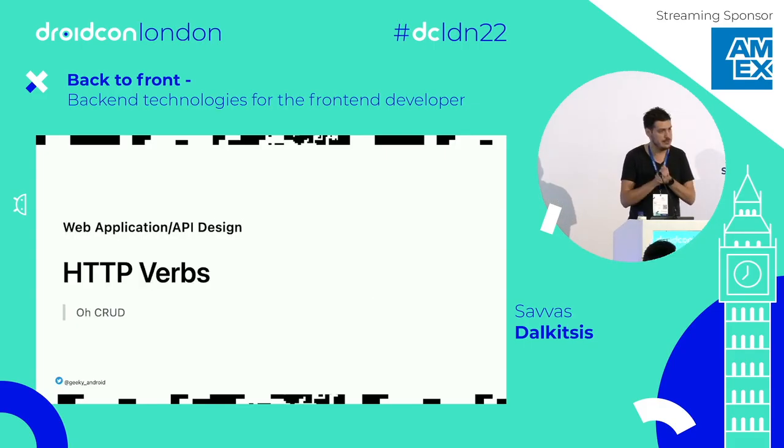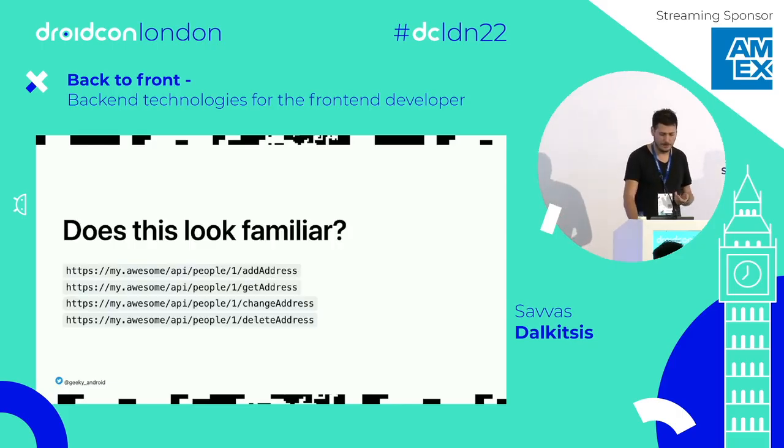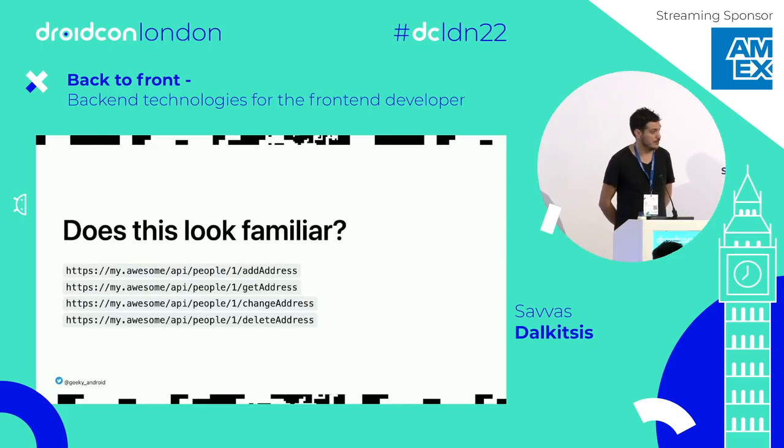So let's start with HTTP verbs. The idea is that every time you interact with an HTTP-based API, ignore GraphQL for a moment, you're basically doing transactions. You're reading stuff, you're updating stuff, you're adding stuff, you're deleting stuff. These are kind of standard things that HTTP and REST are built for, right? How many of you have seen something like this? Right? You have like 4 different API endpoints there, one for adding address, another one for getting an address, changing and deleting. This is far too common.